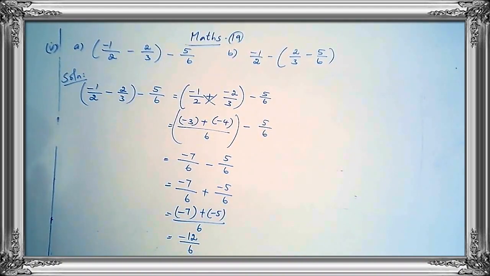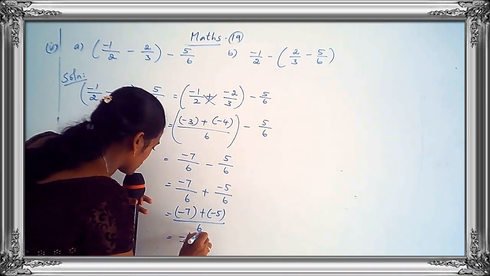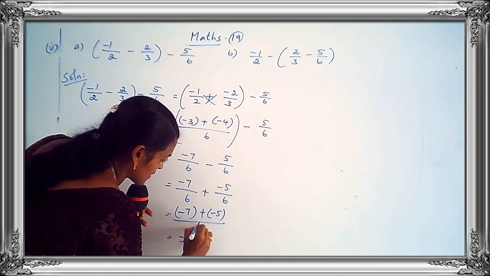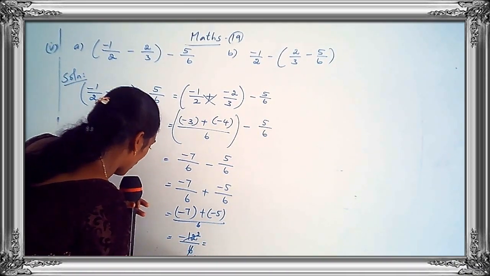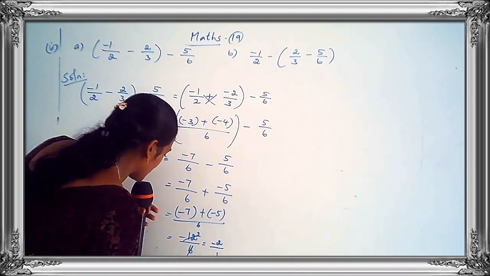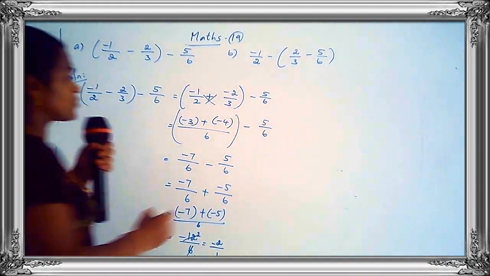Okay, here the numerator and denominator have common factors. Yes, it is surely divisible by 6, so 1 6 is 6, 2 6 are 12. Okay, so your answer is minus 2 upon 1, that means minus 2 only. Okay children, clear? Yes, now you come to the B part.